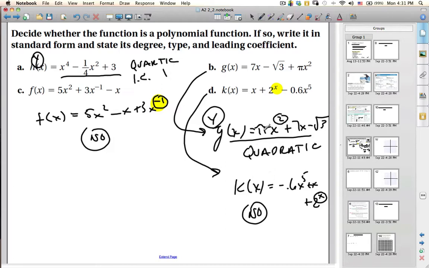And the leading coefficient in this one is pi. So leading coefficient here is pi. Here there's no number, but the number that is implied here is 1. I don't need to put a 1 if there's 1x to the 4th. We just write x to the 4th and it's understood.